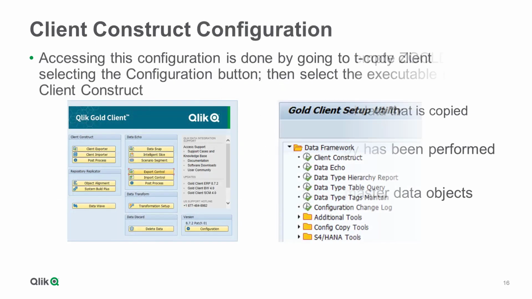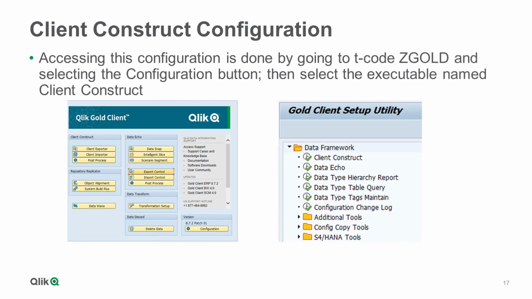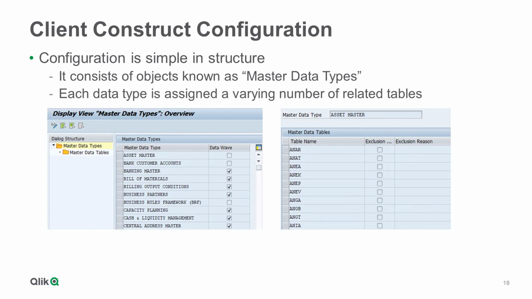With respect to the Client Construct configuration, it can be accessed by going to T-code ZGOLD, Z-G-O-L-D. From the Gold Client dashboard, select the Configuration button. On the next screen, select the very first executable named Client Construct. This configuration set is quite simple in structure.